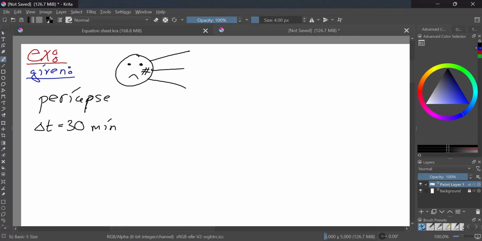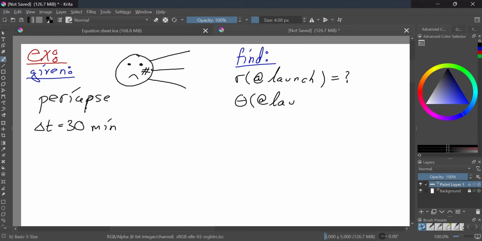So, what we need to find is, what position will SputNick be in at the time of launch? I will write it like this. At launch. At the time our rocket launches. What radius are they going to be at? What angle are they going to be at? In fact, let's go ahead and include that. What is their theta at launch?